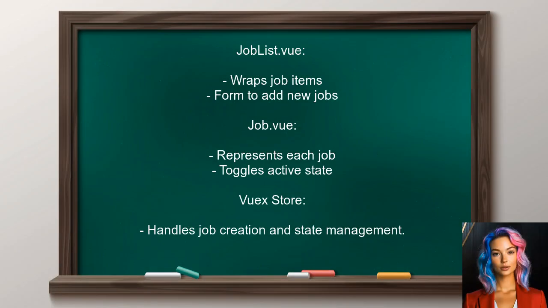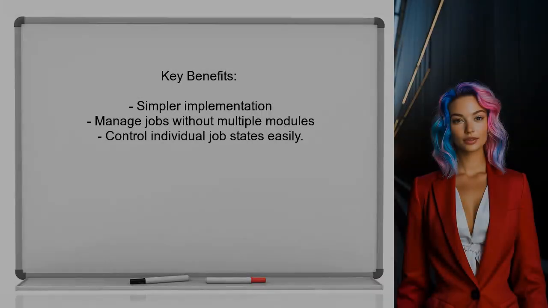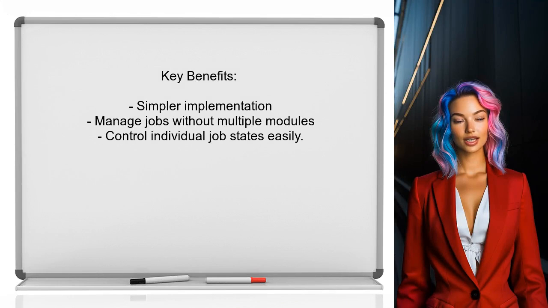In this method, the main component, JobList.vue, wraps the job items and uses a form to add new jobs. Each job is represented by a child component, Job.vue, which can toggle its active state. The Vuex store handles job creation and state toggling through actions. The user emphasizes that this approach allows for adding new jobs and controlling their individual states without the complexity of multiple Vuex modules. This keeps the implementation simpler and more manageable.